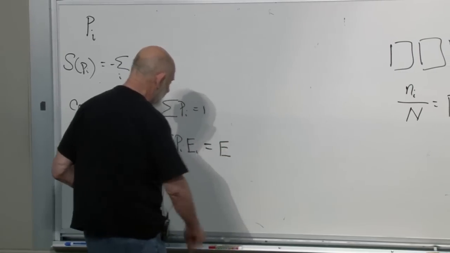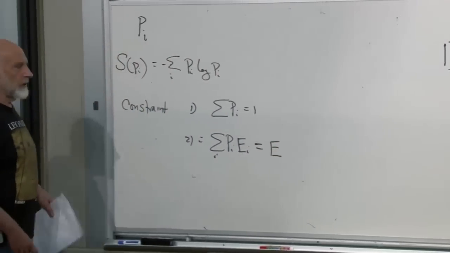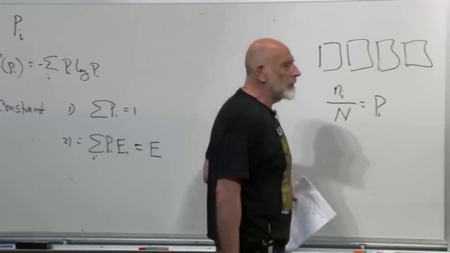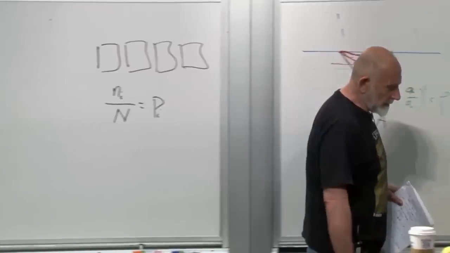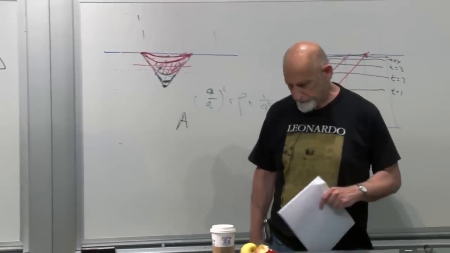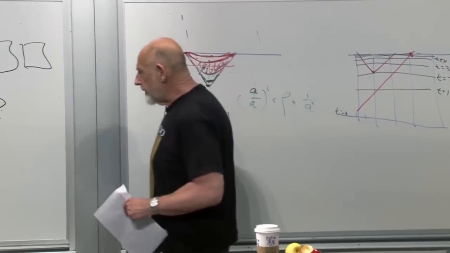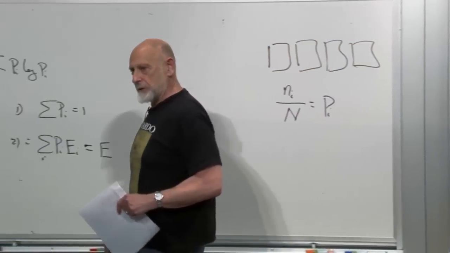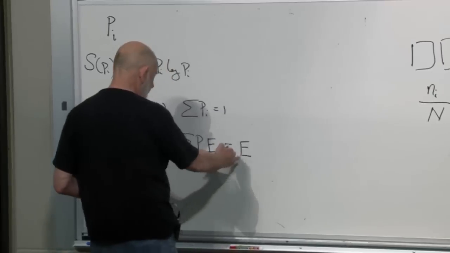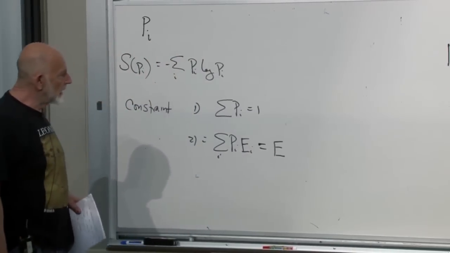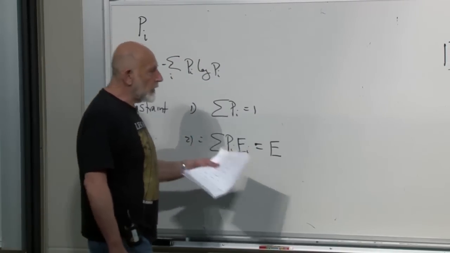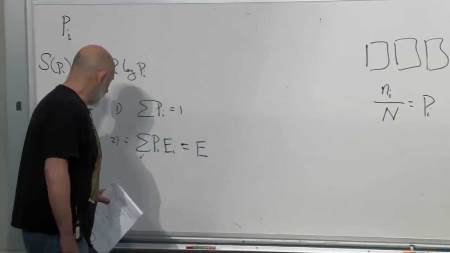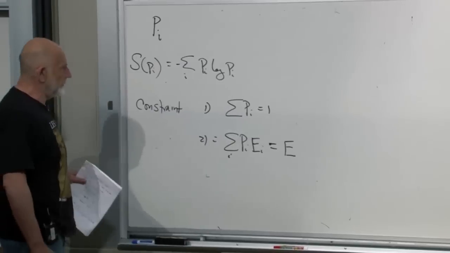That's fixed. We've determined it once and for all by saying there was a total amount of energy in the set of boxes. That can't vary, and so it's necessary that the average energy in each box is fixed equal to E, where E is the total energy divided by the number of boxes. Okay, so these are the two constraints.